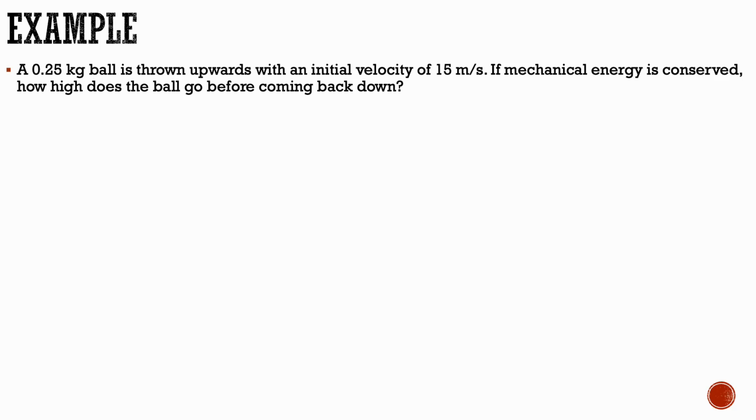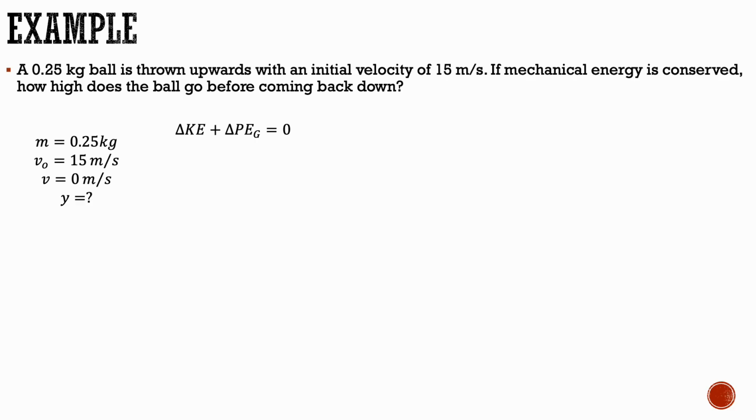Okay, with this example, we have a 0.25 kilogram ball thrown upwards with an initial velocity of 15 meters per second. If the mechanical energy is conserved, we want to know how high the ball goes before coming back down. So we know our mass is 0.25 kilograms, our initial velocity is 15 meters per second, our final velocity is 0 meters per second, and we're solving for our height. Now we know our final velocity is 0 meters per second because in Physics 11 we learned that at the very top of a flight before coming back down, we briefly have a velocity of 0.